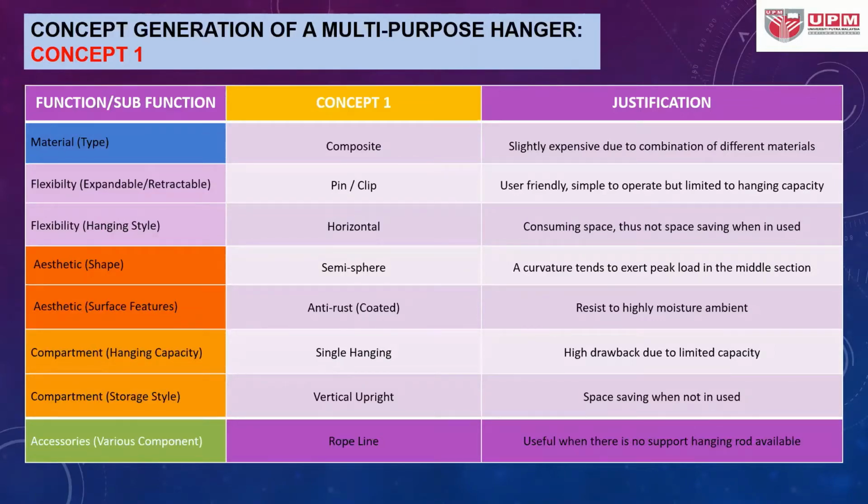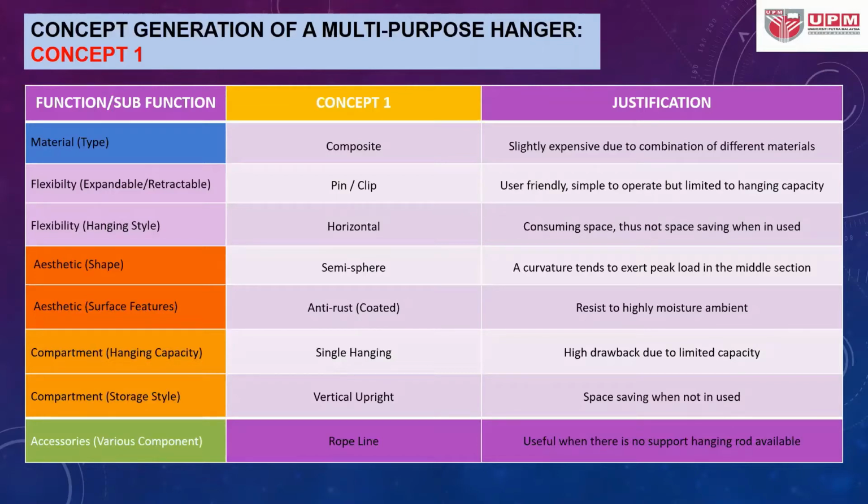For the disadvantage of concept number 1, having vertical upright, disadvantage. Single hanging, the disadvantage is a high drawback due to limited capacity. That's all about the concept number 1.